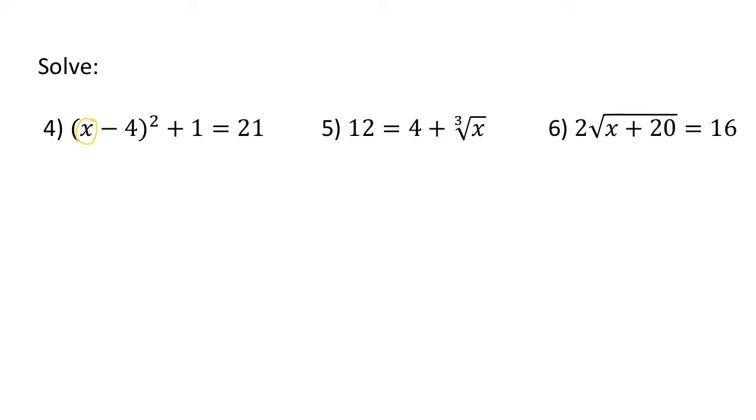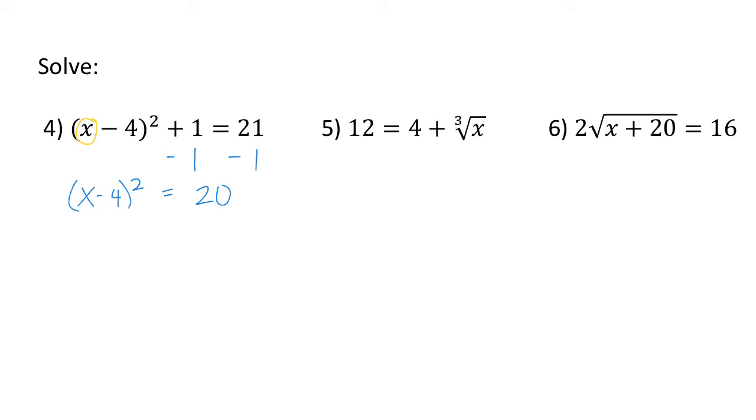If I think about what operations are being done to x, if I plugged in a number, it's subtracting 4 and then squaring and then adding 1. So to undo those operations, I'm going to subtract 1 first. And now I have x minus 4 squared.